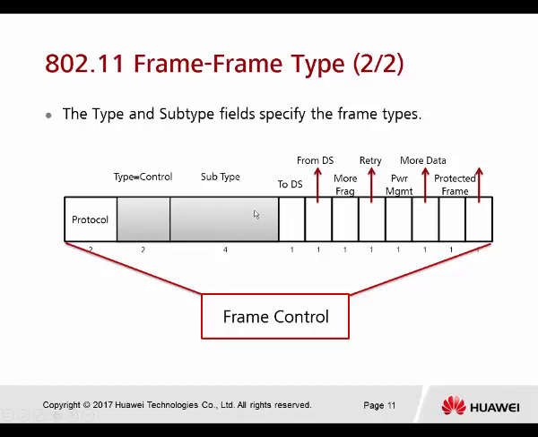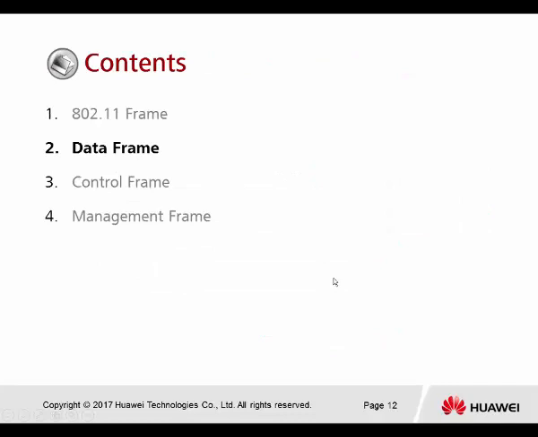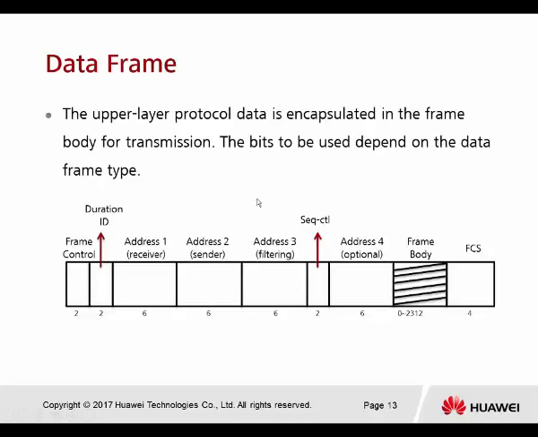Okay, just again here I show you the complete frame format. So just now we already discussed the frame control. Okay, now we're going to cover the data frame. For the data frame, the upper layer protocol data is encapsulated in the frame body for transmission. The bits to be used depend on the data frame type.